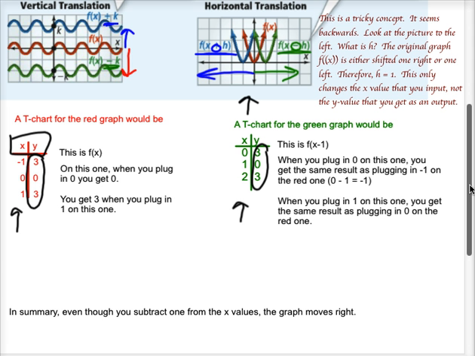Here we have 0, 1, and 2. So I want you to notice, when you plug in 0 to this one, you get the same result as plugging in -1 on the red one. When you plug in 1 on this one, you get the same thing as when you plugged in 0 on the last one. So this transformation, to relate it to the parent function, what's happening is we're taking every x value from this one, and when we subtract 1, we get the same thing as the red function.